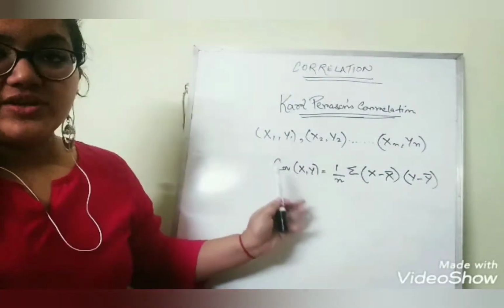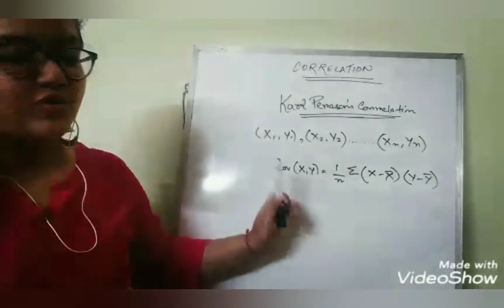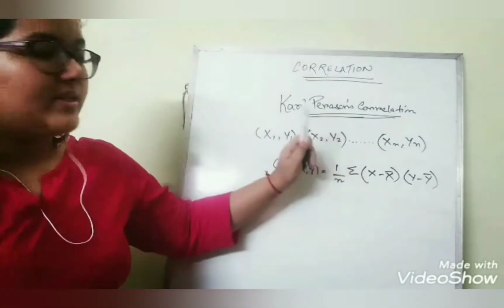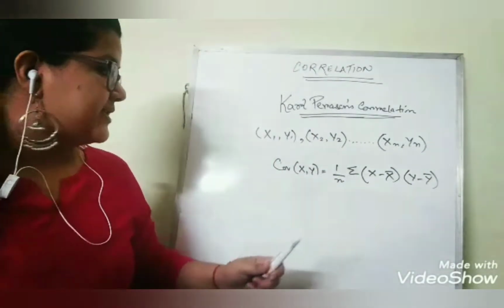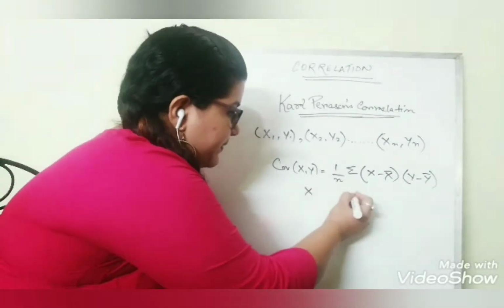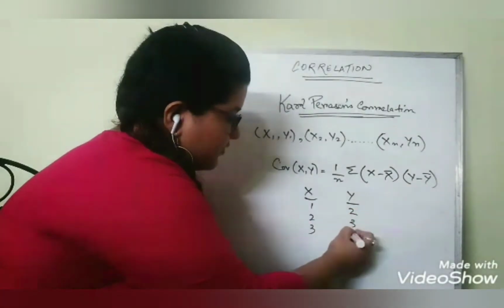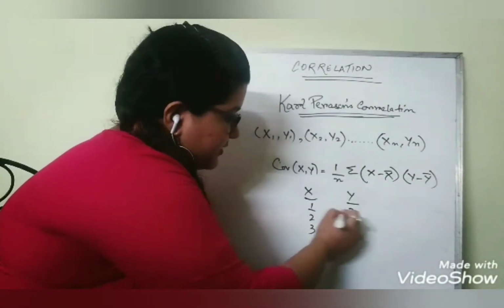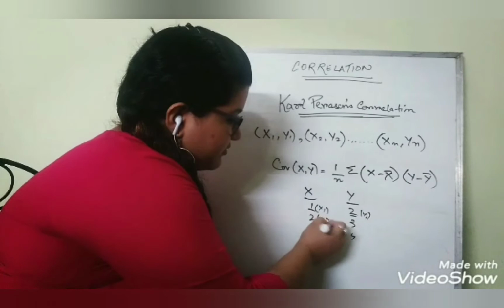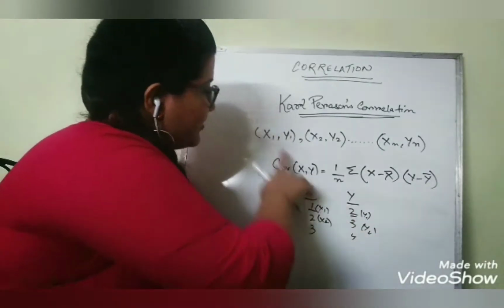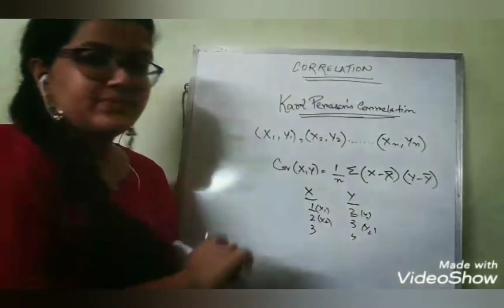So what is covariance in this case? Covariance of x and y. Well, covariance is the degree of movement between the variables x and y. For example, x is 1, 2, 3. y is 2, 3, 4. So this movement, 1 and 2, is your x1 and y1. 2 and 3 is your x2 and y2. I hope it's clear.